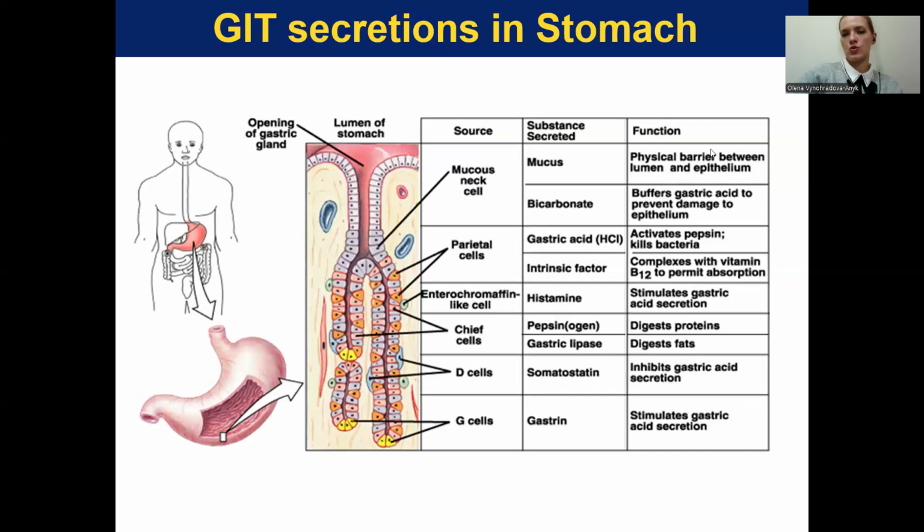In our stomach, we have special secretory cells, named parietal cells, chief cells, and mucus cells. By the way, I would like to ask you, for what do we need the stomach? What is the function of the stomach?